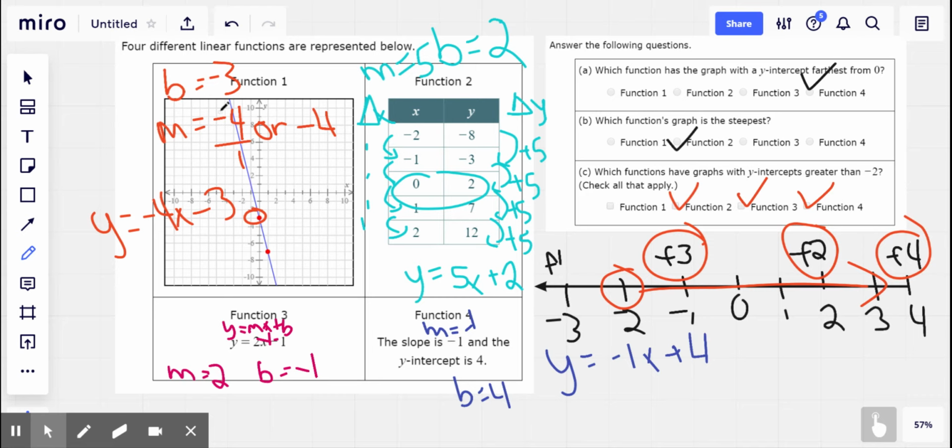The only one that was less than -2 was function 1, which had a y-intercept of -3. So telling you it is worth it. Do the work ahead of time. Get your slope, your y-intercept, write your equations. Then when you have all the information to deal with, go through the questions A, B, and C.